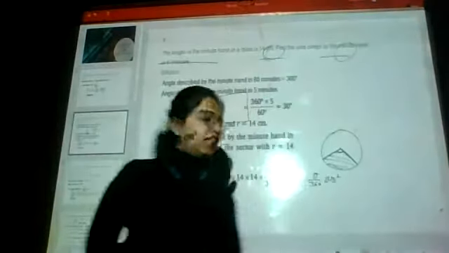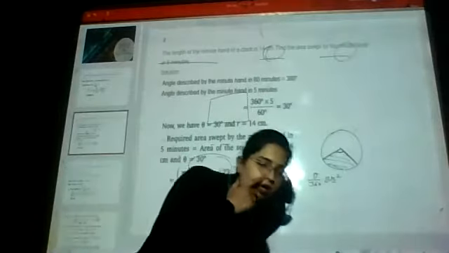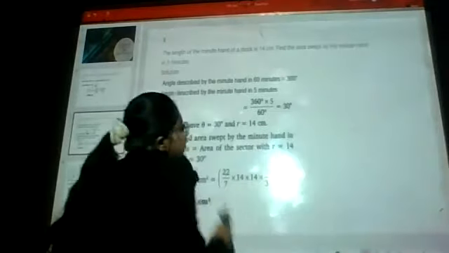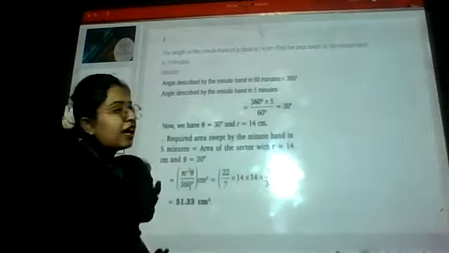Okay. Next question, question number 3. Very easy. On the basis of this formula only, I am going to do this question. See how I will do. Simple question is, the length of minute hand of a clock is 14 centimeter. Find the area swept by the minute hand in 5 minutes.